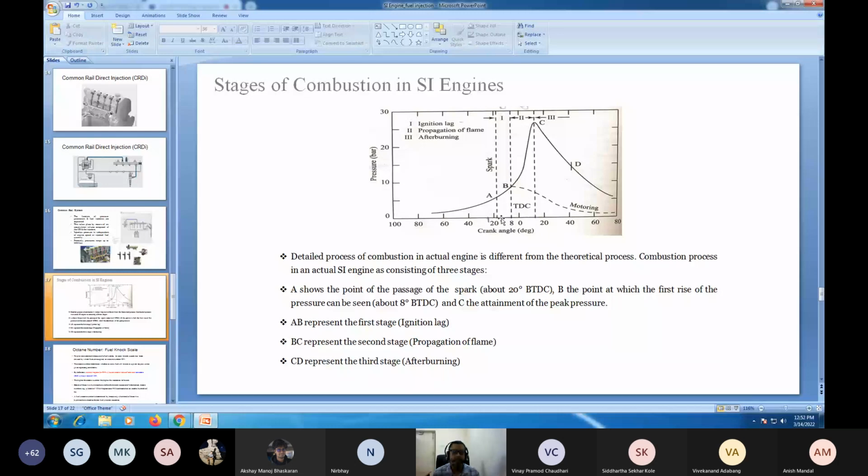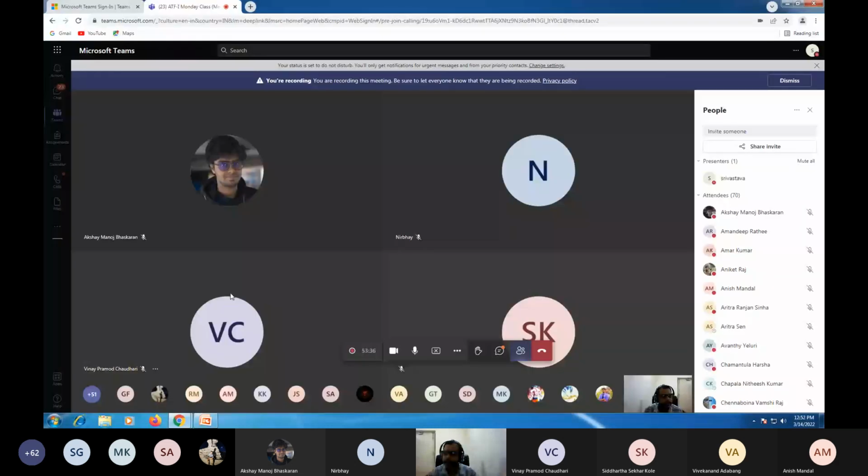For that, we need to know what physical phenomena are taking place in the ignition delay period. And once we know these are the factors or these are the phenomena taking place, then we can play with those parameters to reduce the ignition delay period. Very good. Anything else?